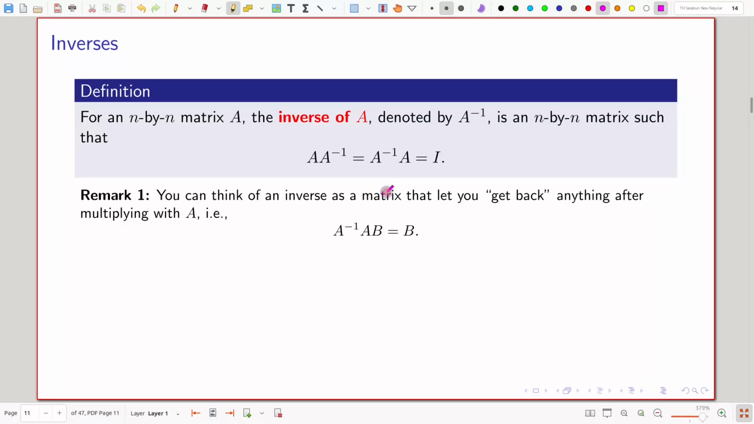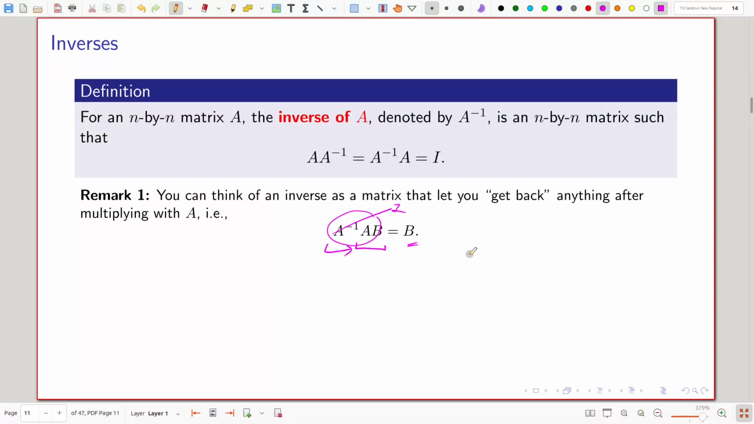And some matrices have an inverse. The inverse of A is a matrix that you multiply with A to get the identity back. So if A is an n by n matrix, the inverse of A, denoted by A to the minus 1, is a matrix that multiplied with A gives you the identity back. You can think of it as if you have a matrix AB and you multiply by the inverse of A on the left hand side, this one cancels out, gives I, and then you get B back. Thinking algebraically, that's how it works.